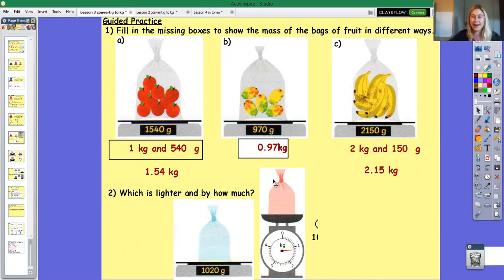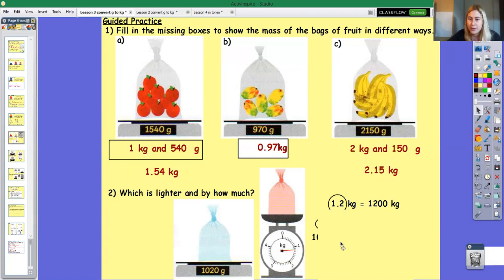Okay, now this problem says which one is lighter. So we've got a blue bag and a red bag. Which one is lighter and by how much? So we've got a gram amount and then we've got a scale with just kilograms on it. So I'd need to decide which way round I would want to actually work this out. Do I want my 2 numbers that I'm going to compare to be in grams, so numbers around 1,000, or do I want them to be kilograms, so decimals? So we've done more calculating with thousands, whole numbers, so I think I'm going to convert my kilograms into grams.